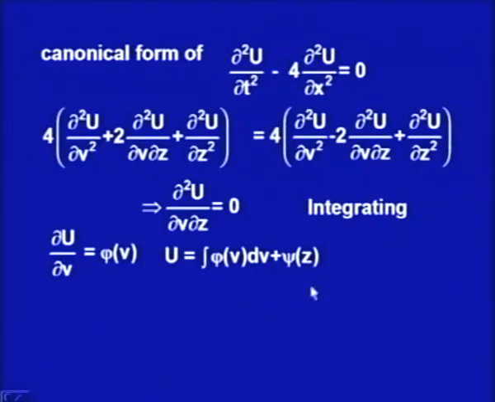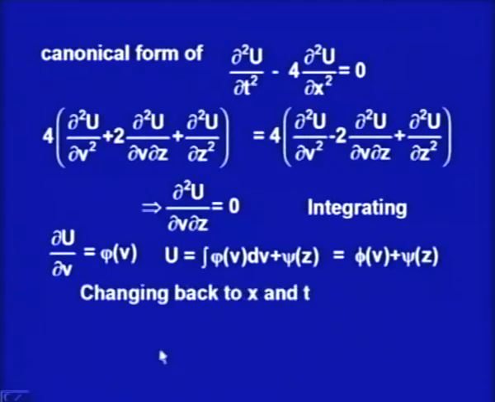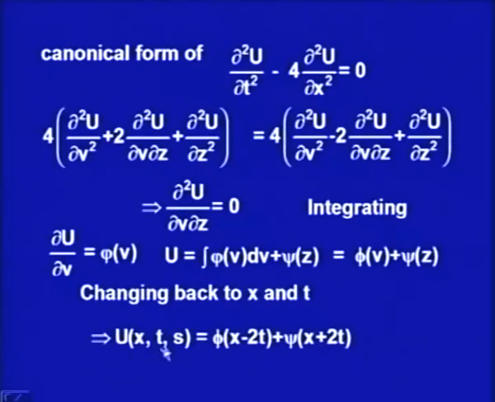This we have already done. This is again just for, you could say, your practice. That is how we are using this d'Alembert's and this canonical form to solve the equations. Since this integral would be only a function of v, let me write it as another phi. So, phi of v plus psi of z. Now, change it back to x and t. So, what we have got is u(x,t,s) as phi of (x minus 2t) plus psi of (x plus 2t).